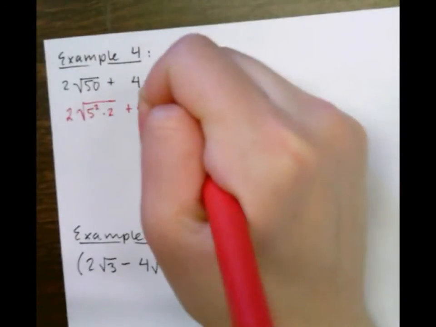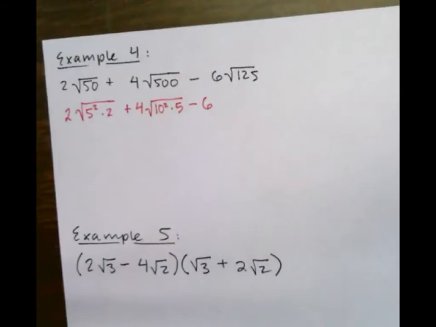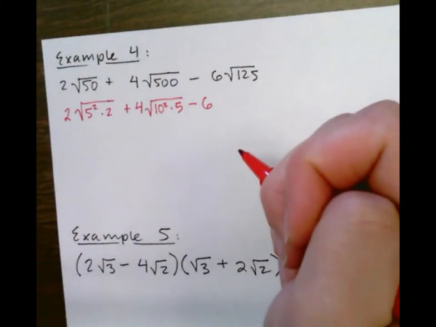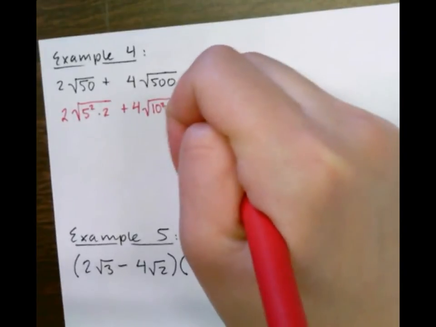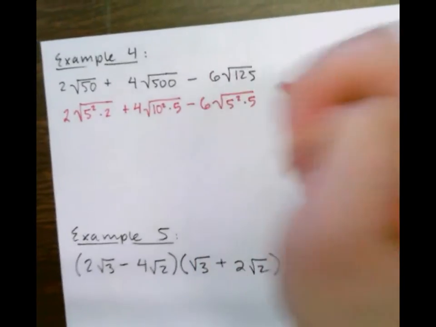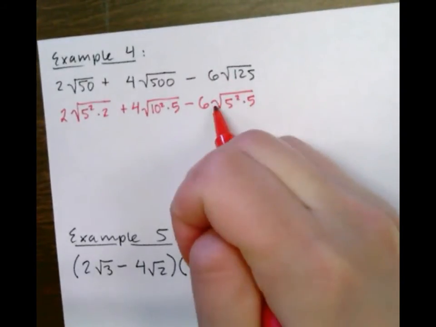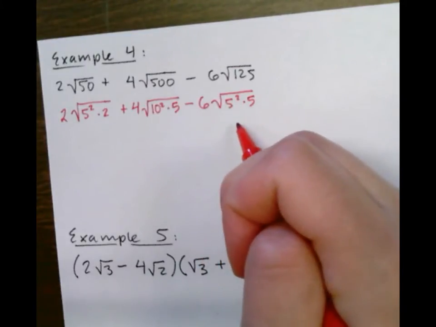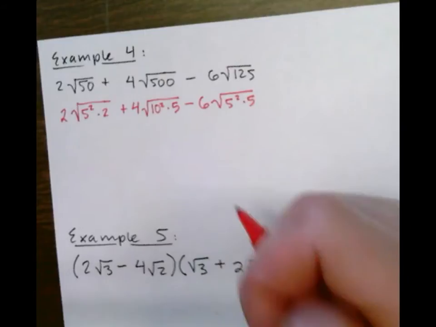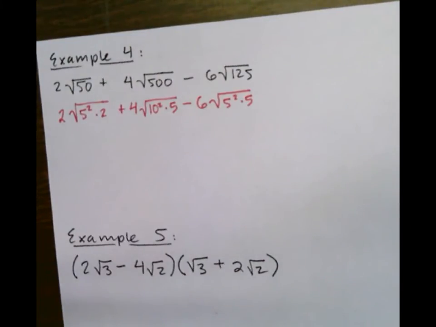And then similarly, I have 6, and then the square root of 125. So I know 125 is 5 times 5 times 5. So I'm going to say that is 5 squared times another 5. I'm specifically saying squared because this is the square root. So I know if I can write something raised to the second power, it's going to cancel, right? So now let's see what comes out.